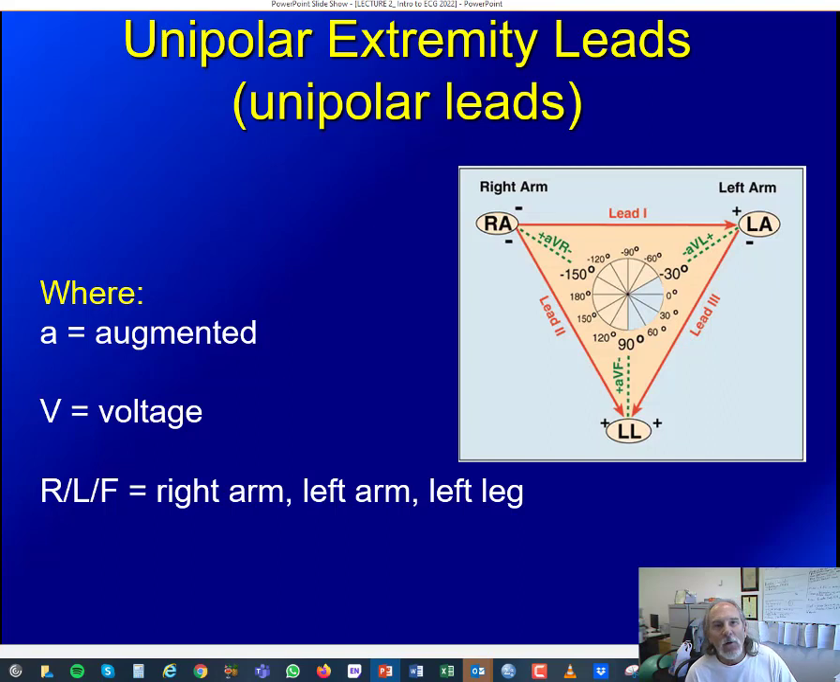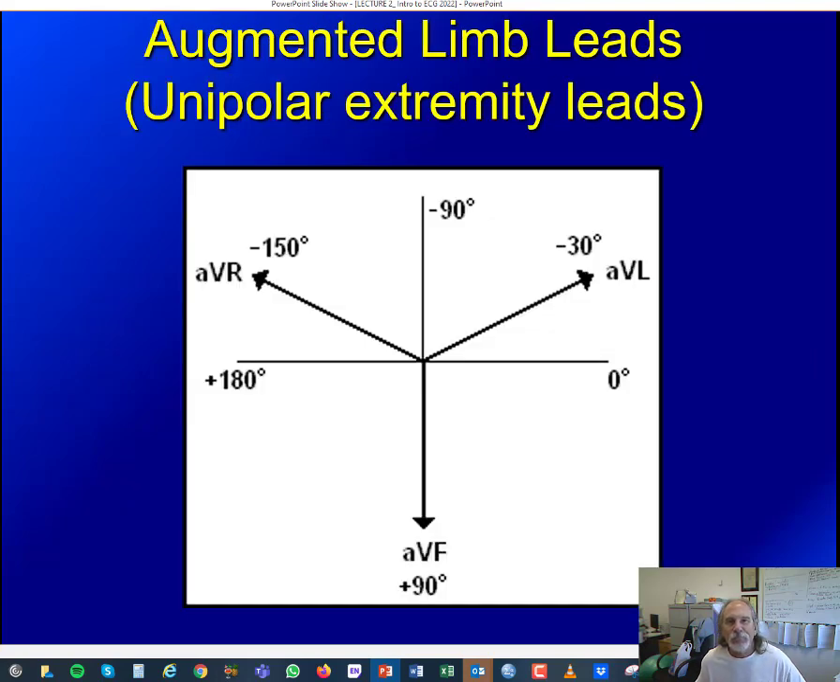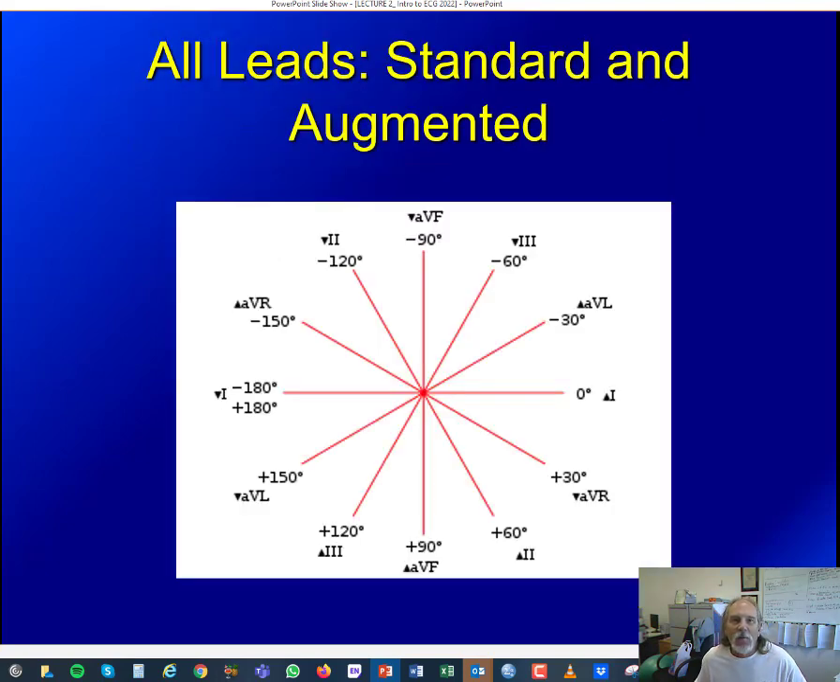So these are the extremity unipolar leads: AVR, AVL, AVF. So where A is augmented, V stands for voltage, and R, L, F stand for right arm, left arm, or left foot. And if we look at the aspects of the heart they look at, you can see that there. Now, this is all the leads combined that we've covered so far, excluding the chest leads.